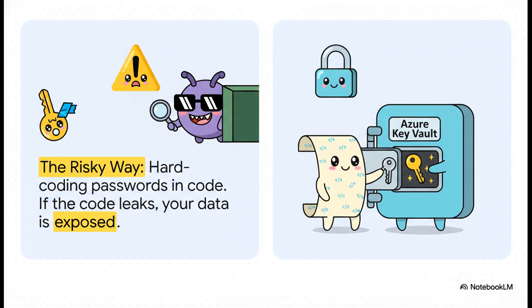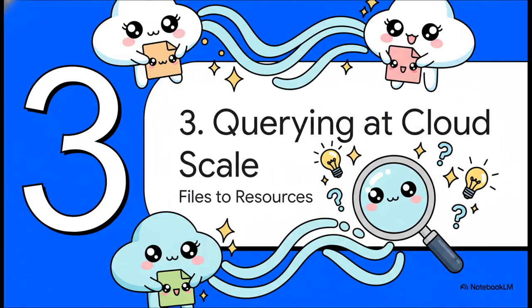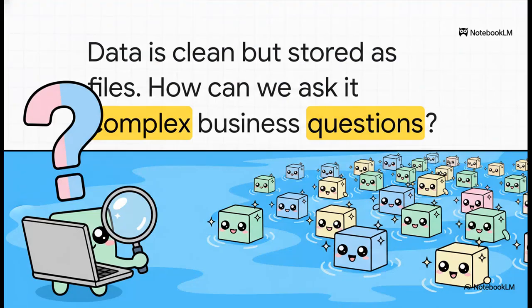The code just asks the Key Vault for the password when it needs it, so the credential itself is never written down where it could be exposed. It's a game changer. All right, our data is now in the cloud, it's all cleaned up, and it's secure. But it's still just a bunch of files sitting there. To make it truly useful, we need a way to actually ask it questions. And that brings us to our next hurdle.